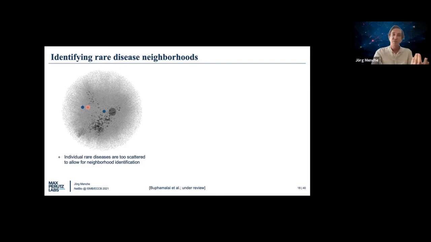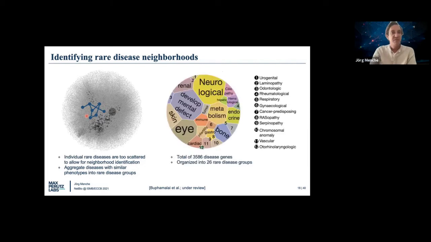So how we address this is that we aggregate diseases that have similar phenotypes into groups of rare diseases, so that as a group, they really reach sufficient connectivity and sufficient coverage to identify these phenotype neighborhoods. And this cute Voronoi visualization shows the final 26 groups of rare disease phenotypes that we are using, and also what the relative number of genes is.